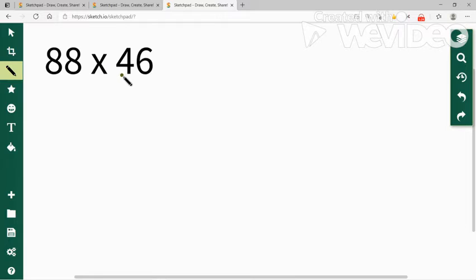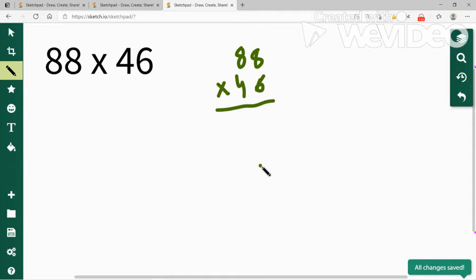88 times 46. I encourage you to pause the video and solve it. So our first step was to write it out. So I would write 88 on the top and 46 on the bottom. Our second step was to multiply the bottom ones with the top ones. This would be 6 times 8. I would put my 8 here and carry my 4 over to the top of the tens place.